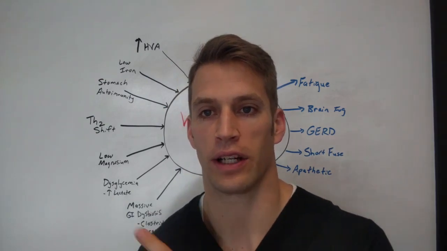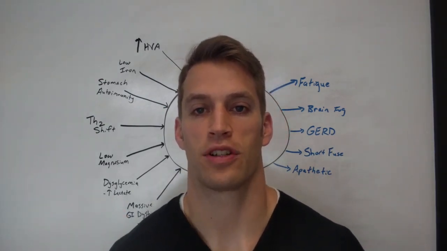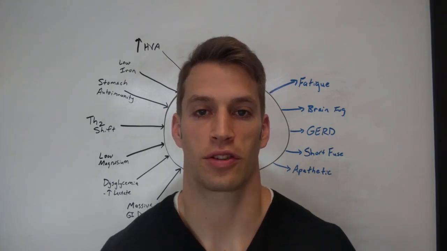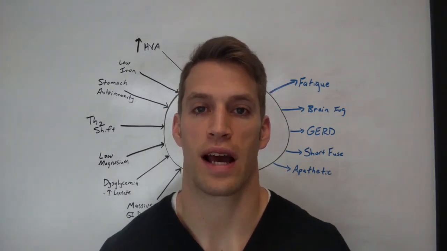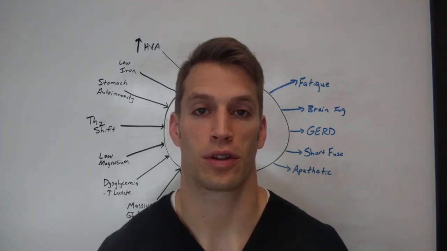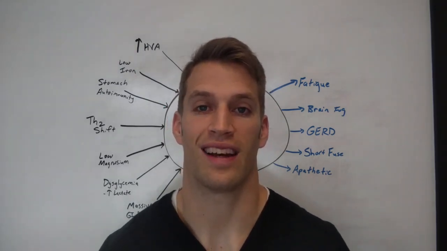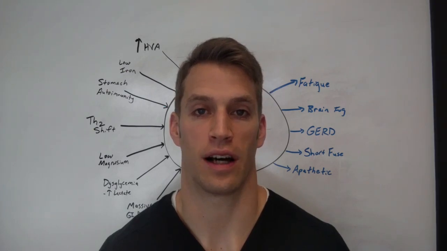And then lastly, down here, you can see massive GI dysbiosis. This person has lab high Clostridia overgrowth. This person has enterotoxigenic E. coli. This person has worms and parasites. This person has overgrowth of multiple different microbes, which lead to an inflammatory soup in the gut.